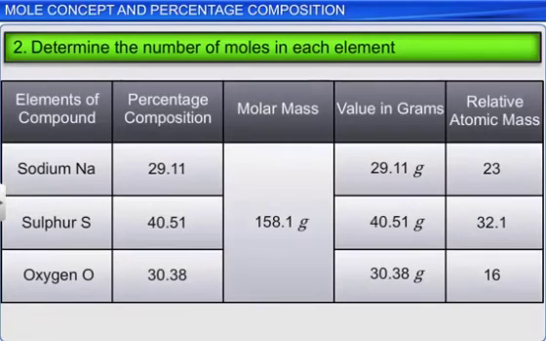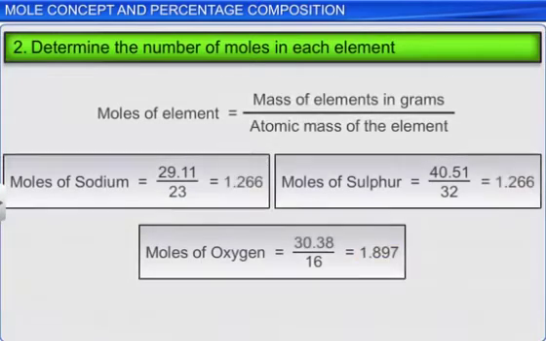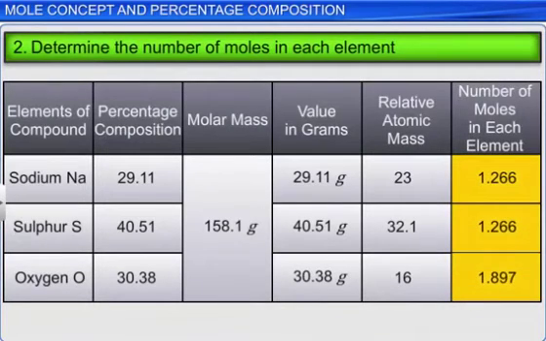Therefore, the relative atomic mass of sodium, sulfur, and oxygen are 23, 32.1, and 16 respectively. On substituting the values in the equation, we get the number of moles for each element as 1.266, 1.262 and 1.897.